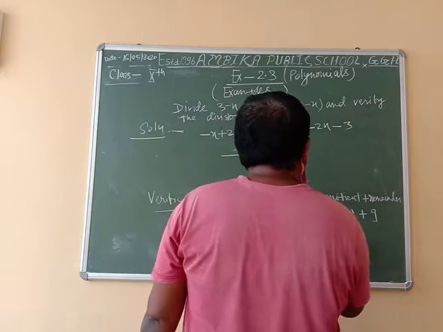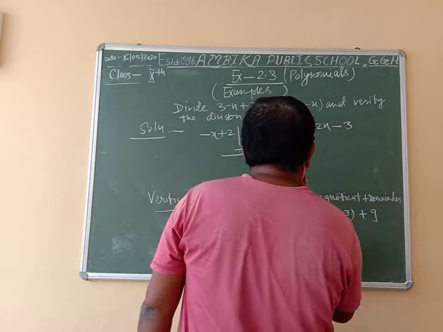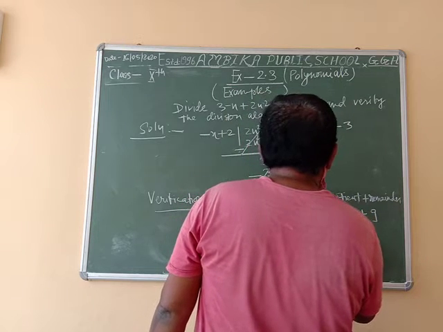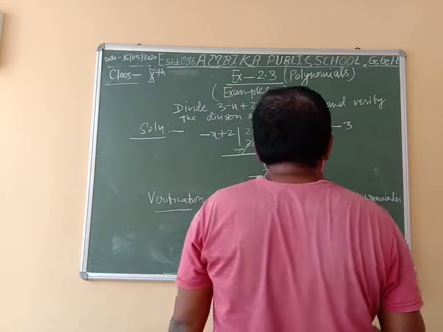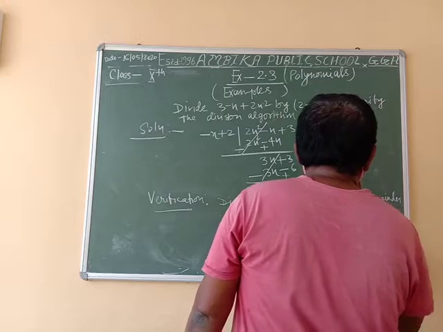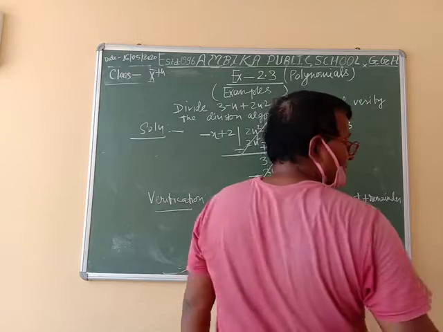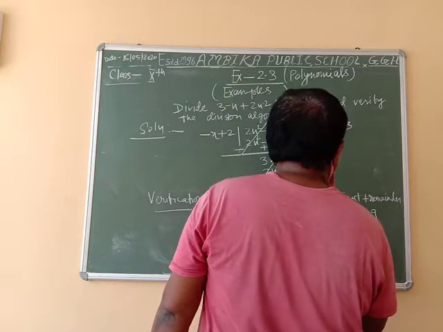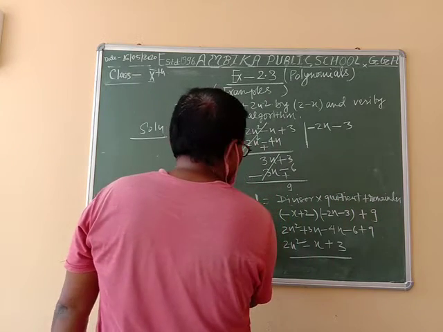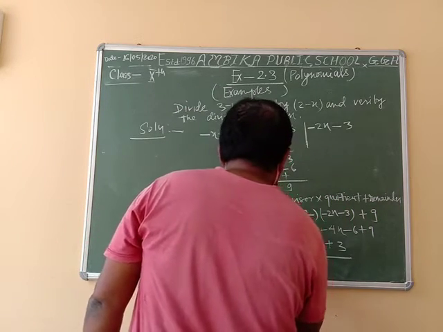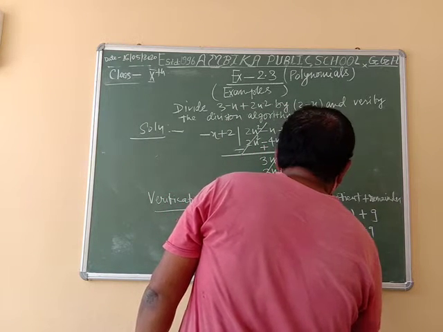Solving: 2x squared plus 3x minus 4x minus 6 plus 9 is equal to 2x squared minus x plus 3. So it is verified.